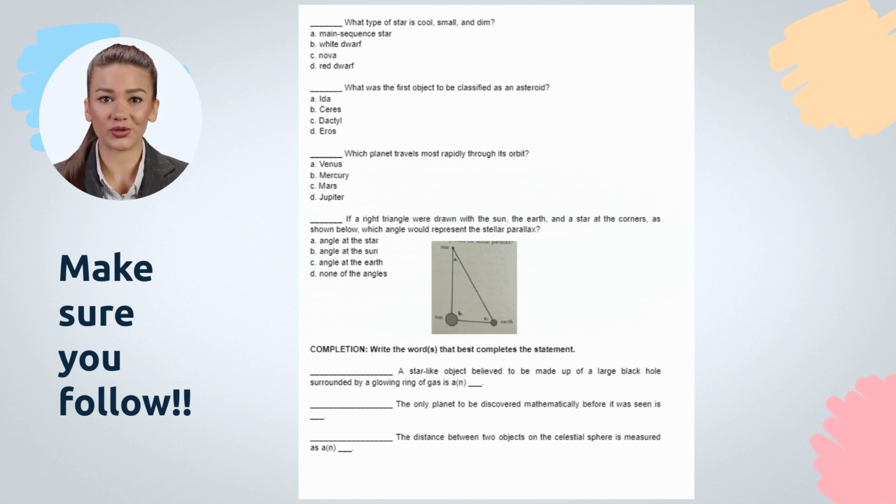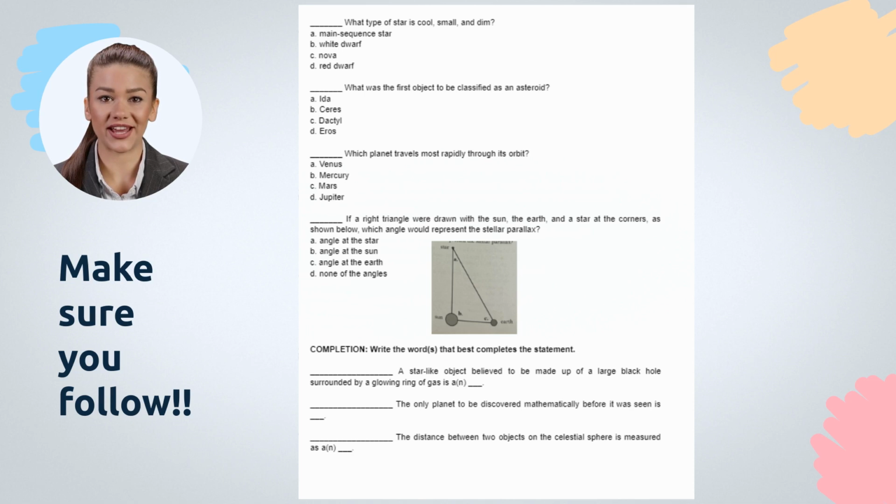Which planet travels most rapidly through its orbit? A. Venus. B. Mercury. C. Mars. D. Jupiter. If a right triangle were drawn with the Sun, the Earth, and a star at the corners, as shown below, which angle would represent the stellar parallax? A. Angle at the star. B. Angle at the Sun. C. Angle at the Earth. D. None of the angles.